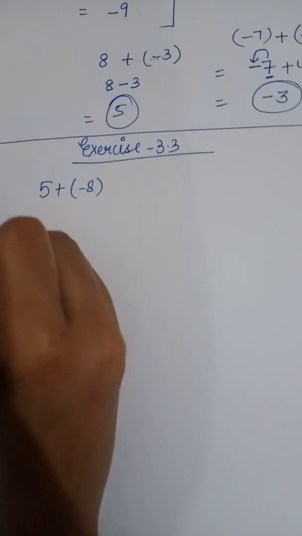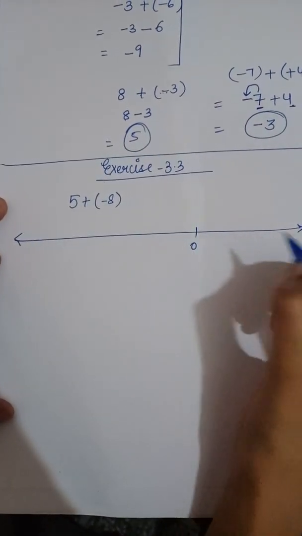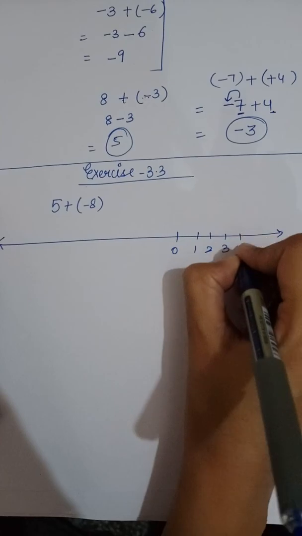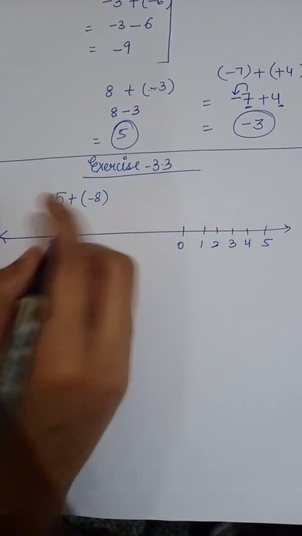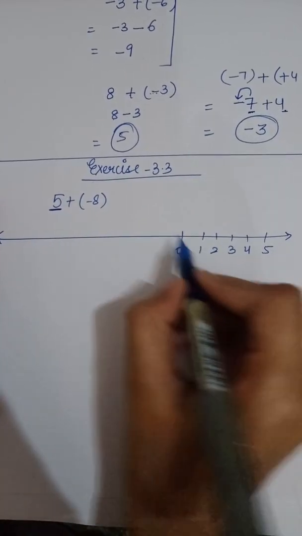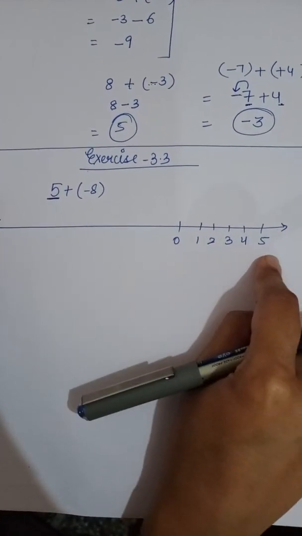See, firstly I am going to draw the number line. 0, 1, 2, 3, 4, 5. Why 5? Because here the first number is 5. So I am going to label this number line till 5.